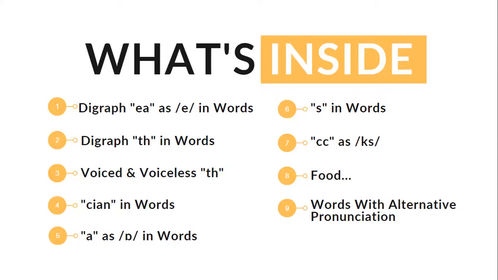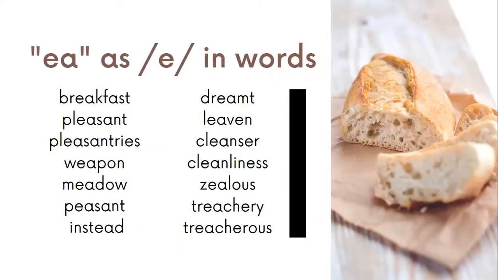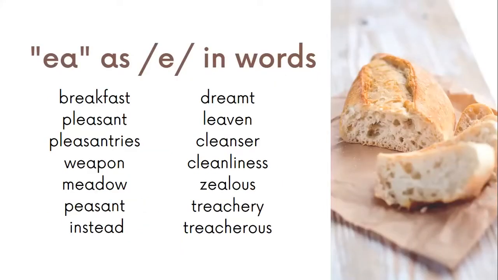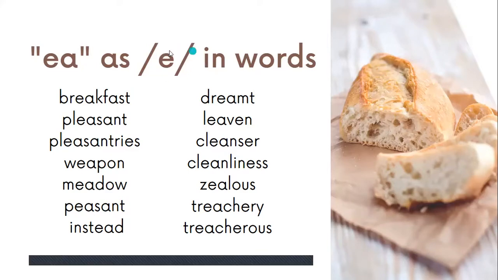All right, so let's go to the first part out of the 9. So here we are. You can see this bread. I'm looking at it and I almost feel like I wish I could eat the bread right now. Okay, you can see EA as E in words. So here, this is the E that you have in words having EA.